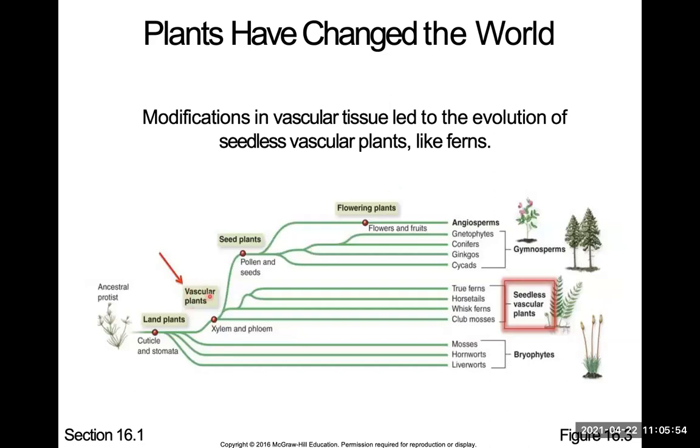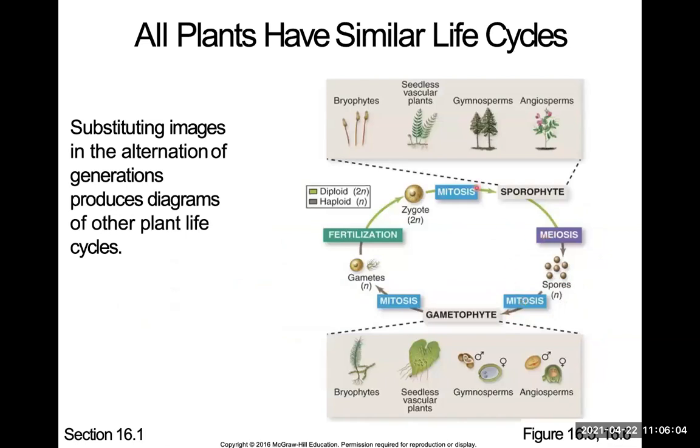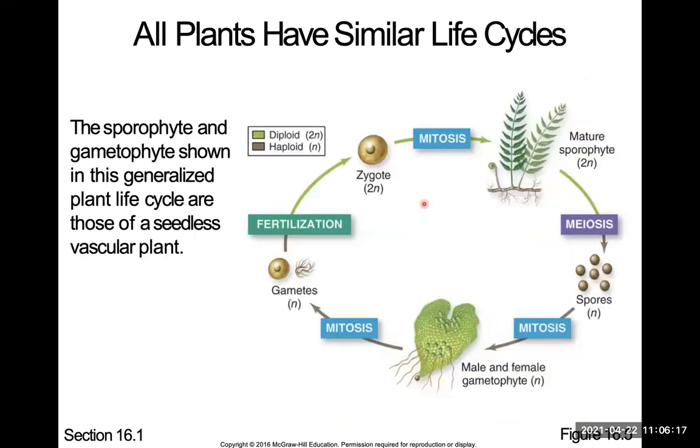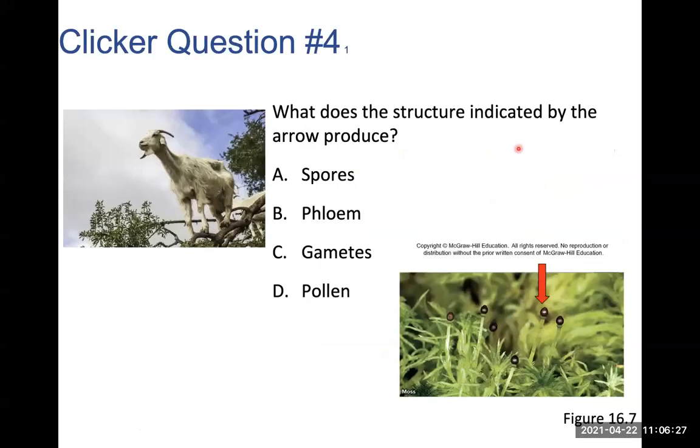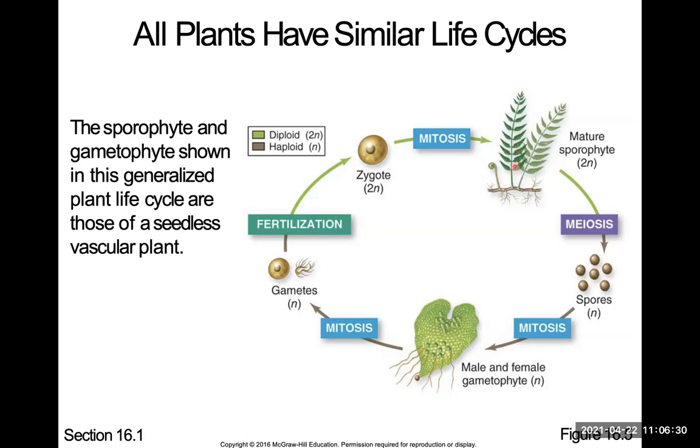So that was a modification here. The vascular plants had the vascular tissue. So now they had the tubes inside, they could grow tall. So we are going to substitute these images for the gametophyte and for the sporophyte for the seedless vascular plant life cycle. That's another one that you guys have to know. So this is generalized. When we covered the generalized one, we used this as an example. And now we're going to start substituting. Before we do that, let me give you a question.